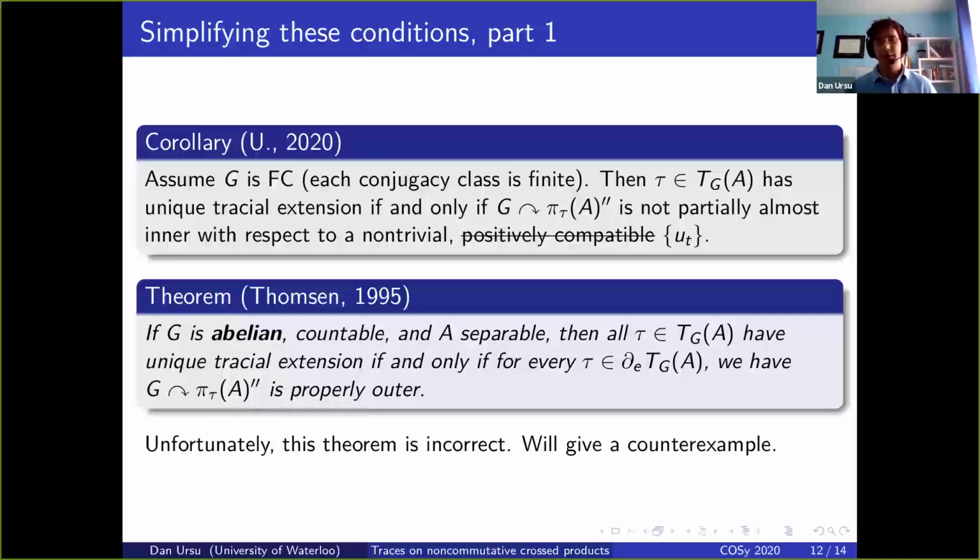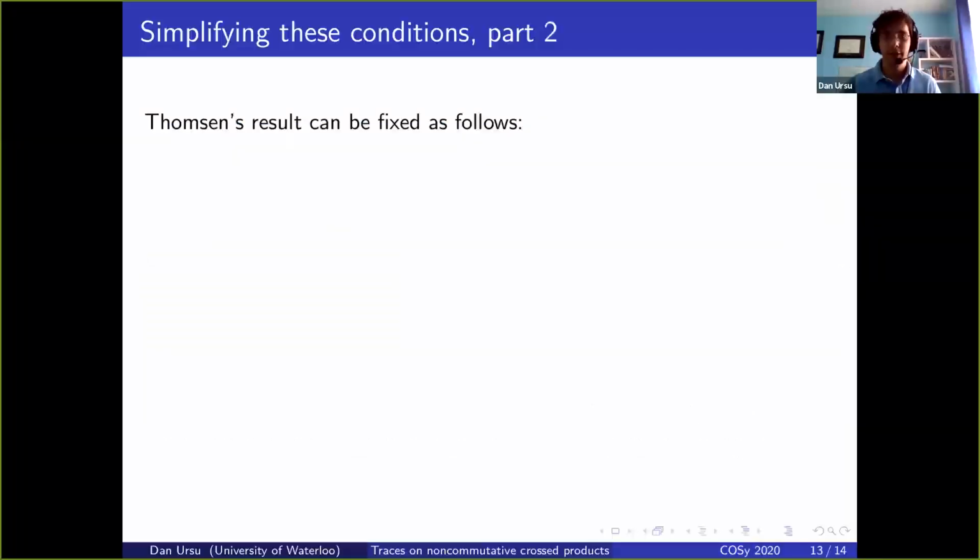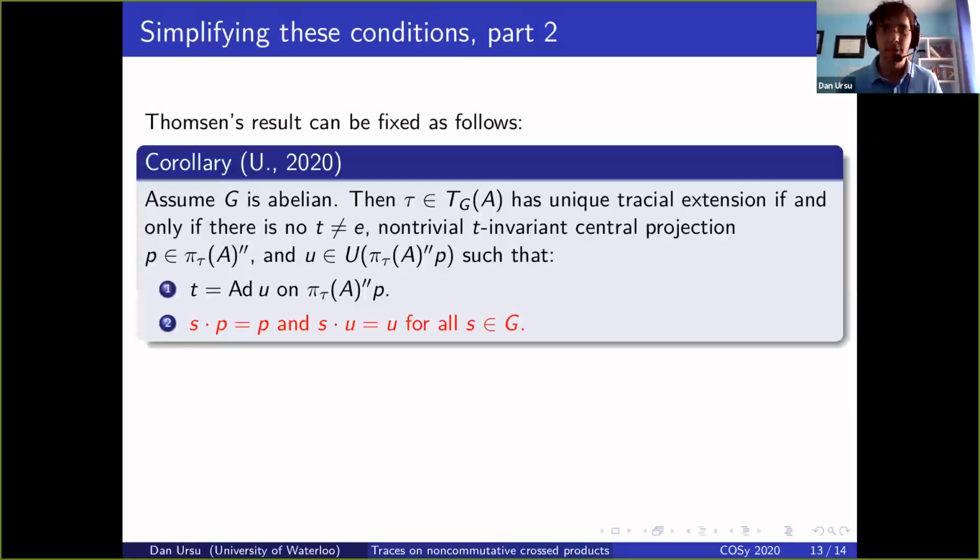Unfortunately, this result actually turns out not to be correct. And I do have a counterexample that I discussed with Thomsen a couple of weeks ago, and he kindly agrees that the counterexample is valid. And I will talk about it at the end. But before that, I just want to quickly mention that the result is almost true in the sense that it's not hard to fix. So if G is abelian, then tau will have a unique tracial extension.